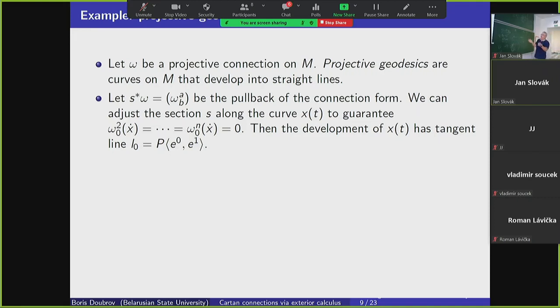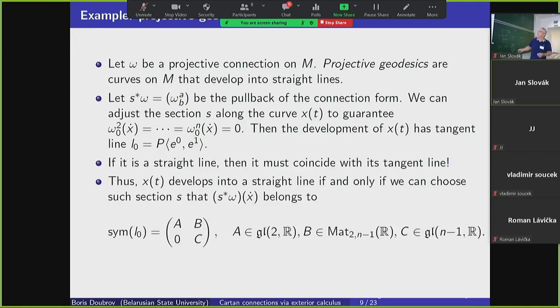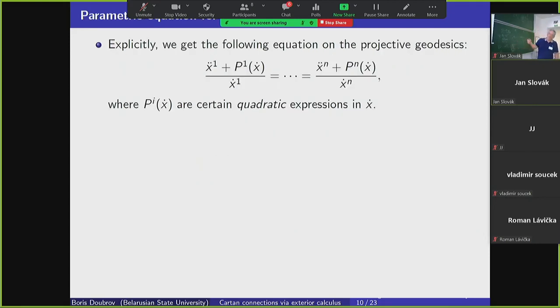So the idea to write explicitly the equation on projective geodesics is as follows. Use a gauge transformation to normalize your tangent vector to this form. And your curve will be a projective geodesic if and only if after this normalization you also get zeros in these slots. So that will be, in a way, the conditions or equations on projective geodesics. And that's exactly what I'm trying to explain here.